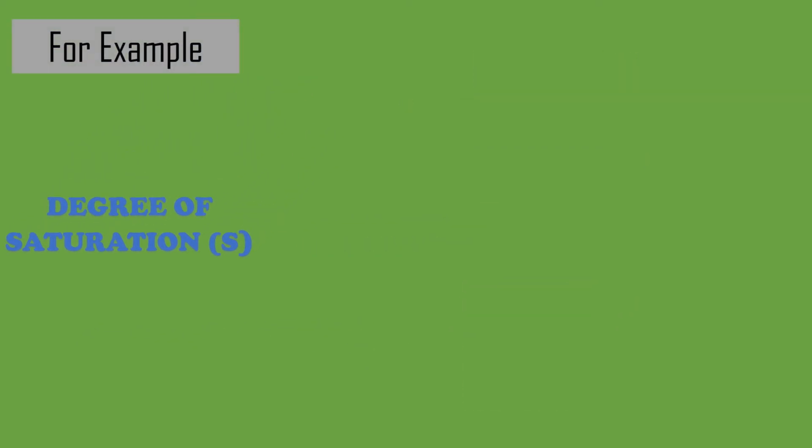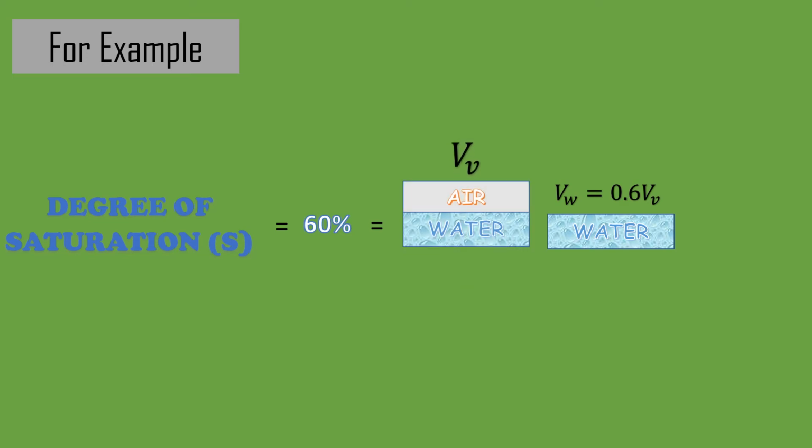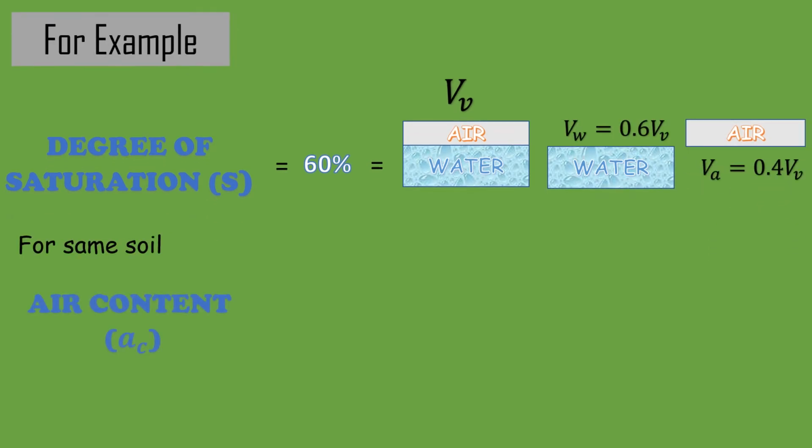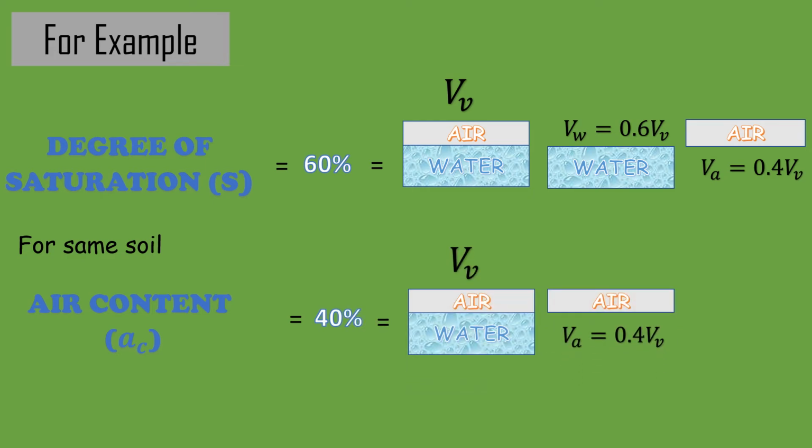For example, if the degree of saturation of a given soil is 60%, it means the volume of water in the soil mass is 60% of the total volume of voids. It also means the remaining 40% of the volume of voids will be the volume of air. So, for the same soil, air content will be 40% of the total volume of voids, and the remaining 60% of the volume of voids will be the volume of water.